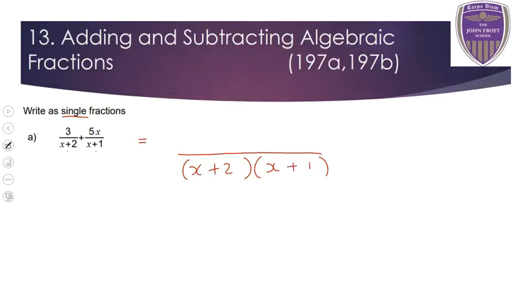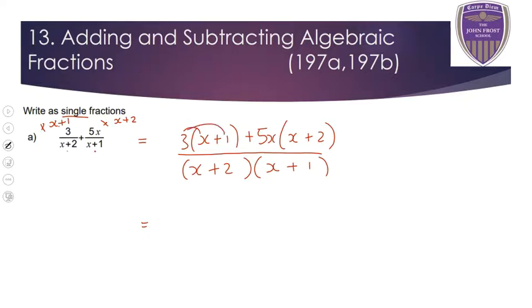In this fraction here, we already had the x plus 2 on the bottom, so we've timesed it by x plus 1. So that will be 3 times x plus 1 on top. In this fraction here, we already had the x plus 1 on the bottom, so we've timesed it by x plus 2. So we've got to times the top by x plus 2 as well. So we've got 5x and then x plus 2. All we can do from there is expand the brackets and try to simplify.